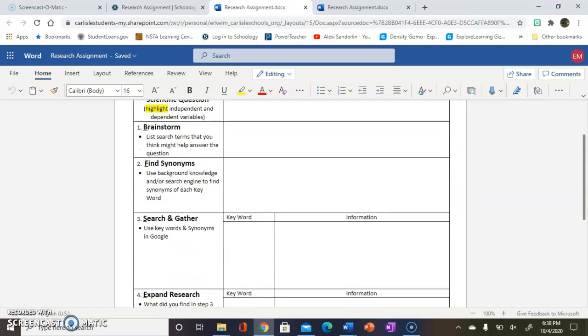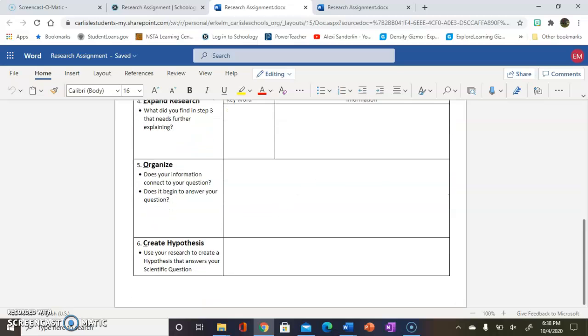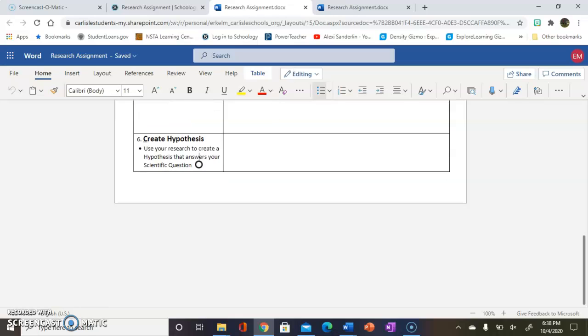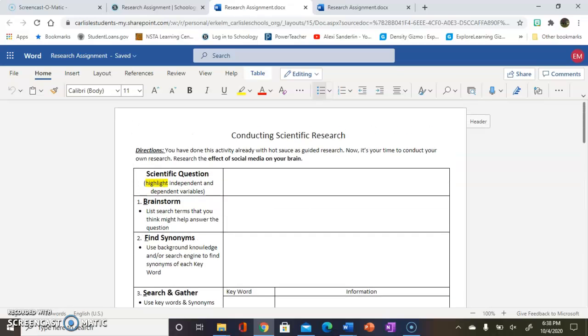And I'm going to have you brainstorm just like the last time. Look for synonyms, Google those things, and organize your research. And then we're going to relate it right back to hypothesis testing, and you're going to create your own hypothesis that's going to help you answer your scientific research question.